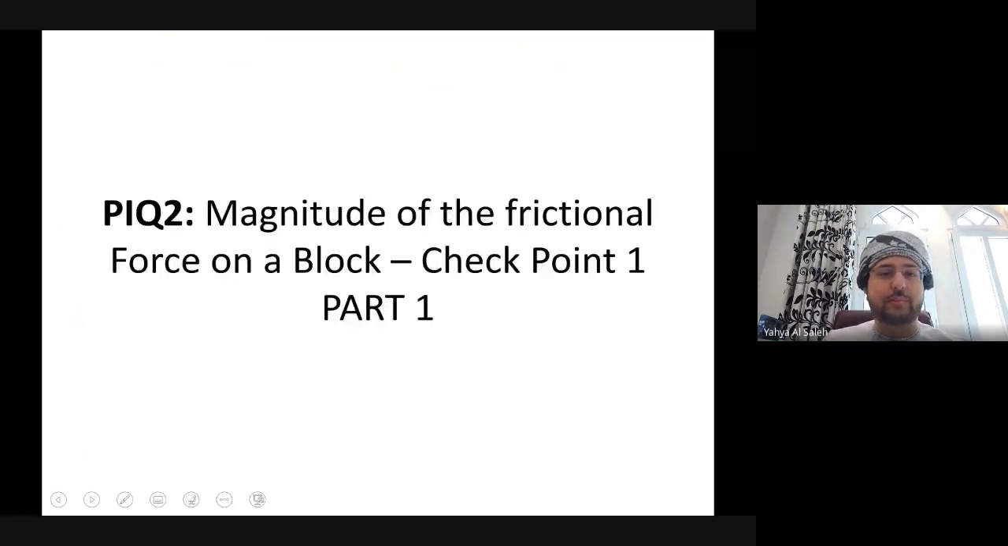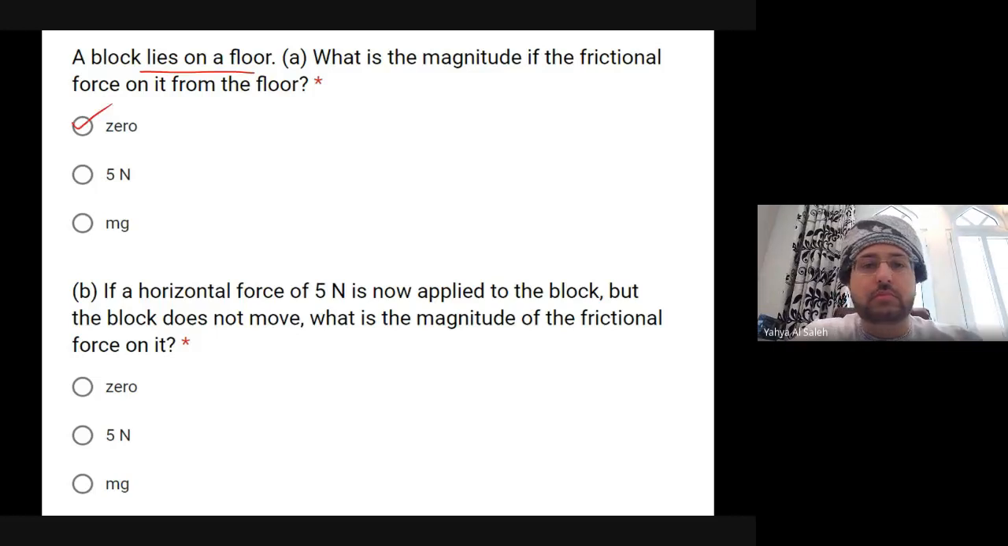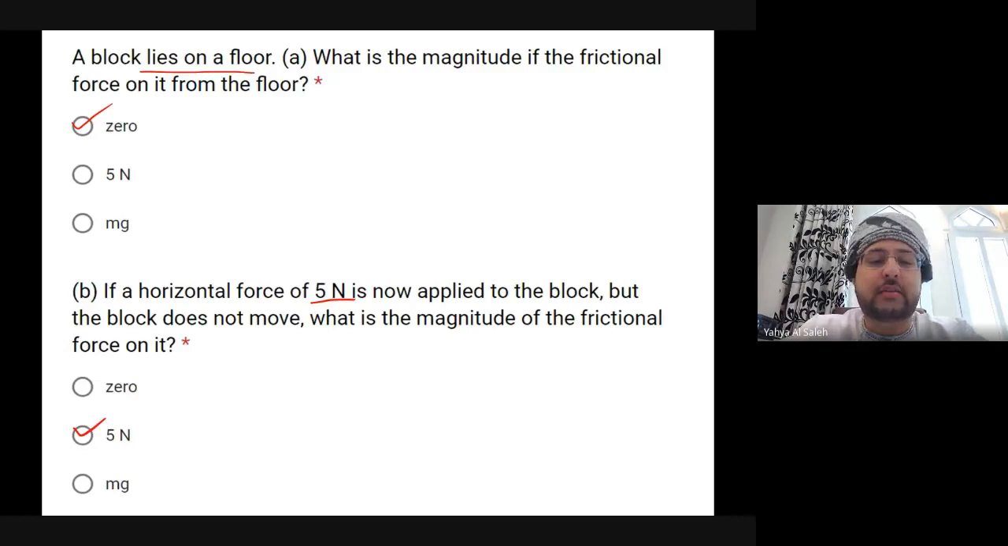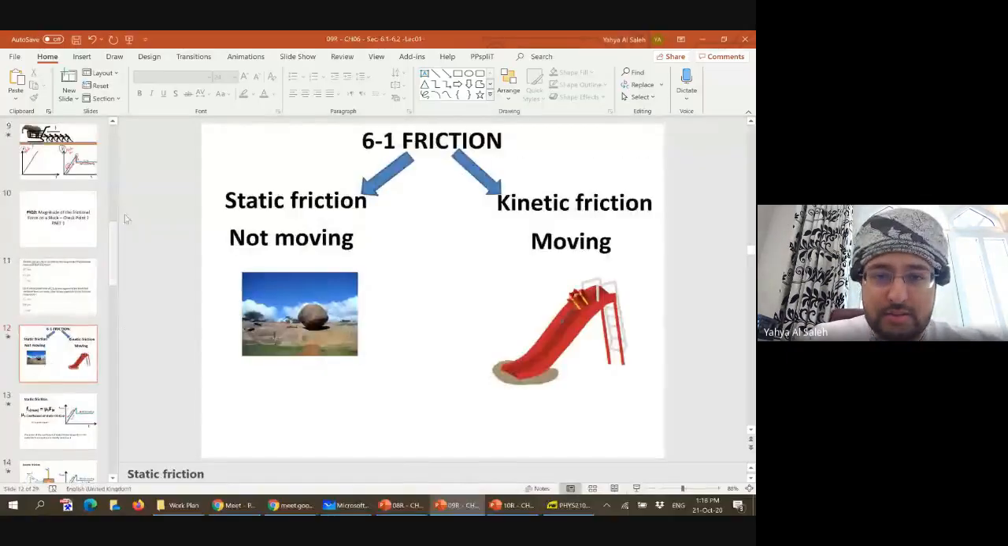Okay, so when it's just lying on the floor, I'm not even trying to move it, there's no friction. I'm not trying to move it, it's not opposing my motion. Yes, when I am applying 5 newtons and it's still not moving, its friction is exactly 5 newtons. Why do you insist it's 6-1?